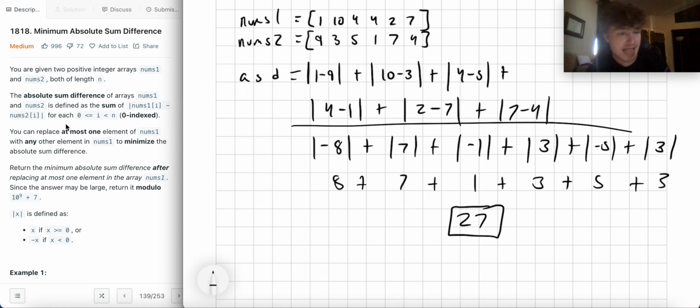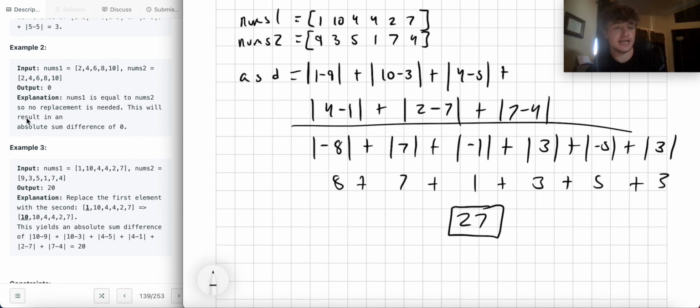One thing to notice is that it's at most one, so you don't actually have to replace anything, and that's what example 2 shows, right? Because you notice the arrays are the same. So if you do 2 minus 2, 0, 4 minus 4, 0, absolute value 0. 6 minus 6, 0, absolute value 0. 8 minus 8, 0, absolute value 0. 10 minus 10, absolute value 0. Add them all together, you get 0.